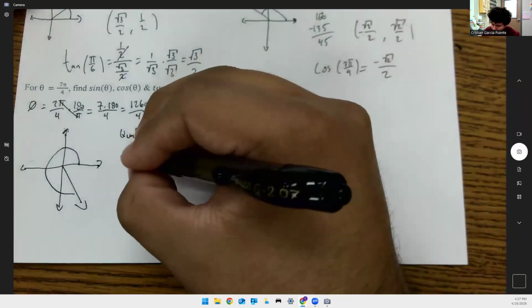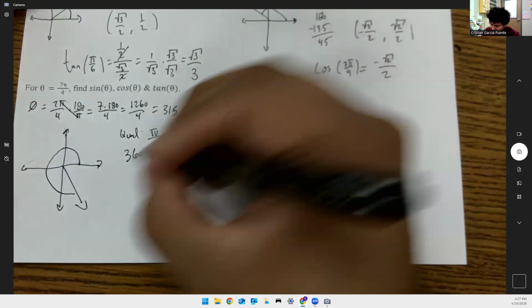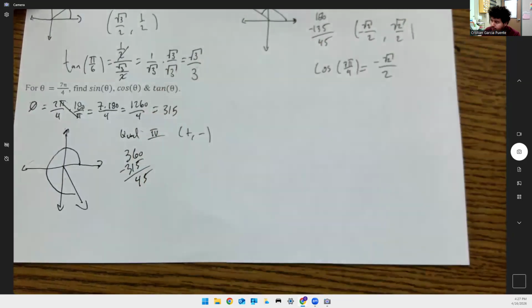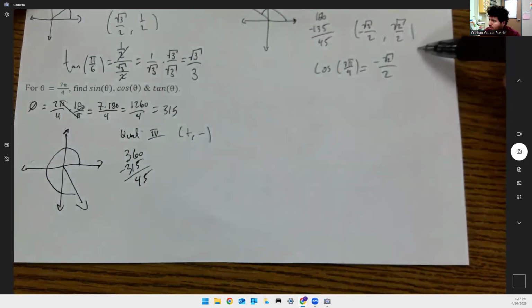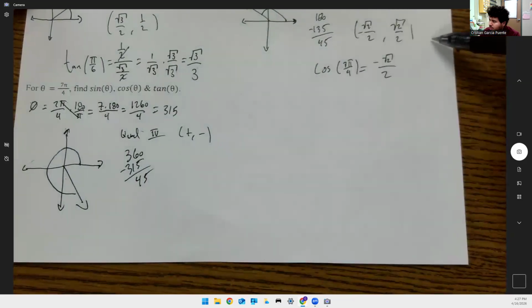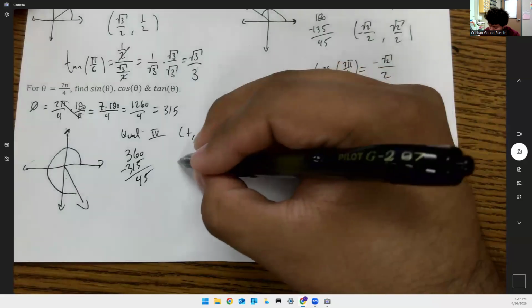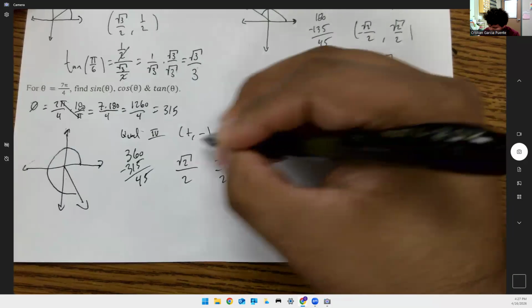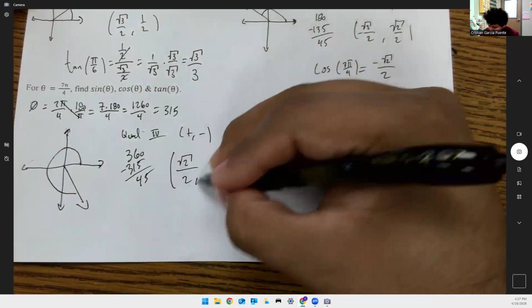Now, in quad 4, we subtract by 360, we said on the last bit. So it's going to be 360 minus 315. That's just 45. And we did it earlier when our reference angle was 45 degrees. It's just root 2 over 2. So I'm just going to rewrite that instead of turning the page around. And this time, the first one's positive, but the second one's negative.